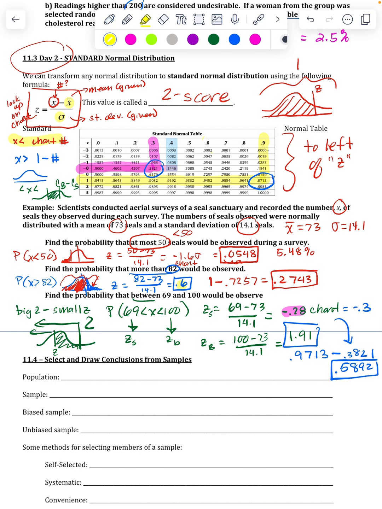So the thing to keep in mind is mainly up here, to be honest. When you are looking for a less than, find your Z-score and then use the chart number. When you're looking for something greater than, find the Z-score and do 1 minus the chart number. When you're looking for a value that's in between, find both of the Z-scores, look both of them up on the chart, and then subtract the bigger one minus the smaller one. And that's it.